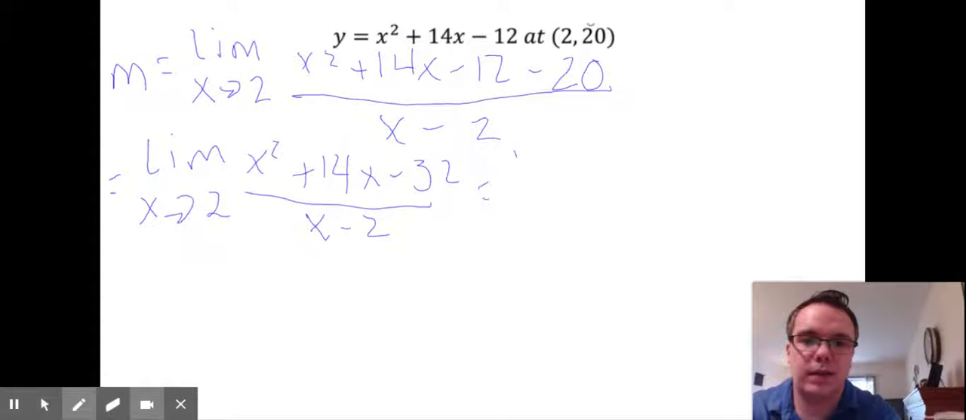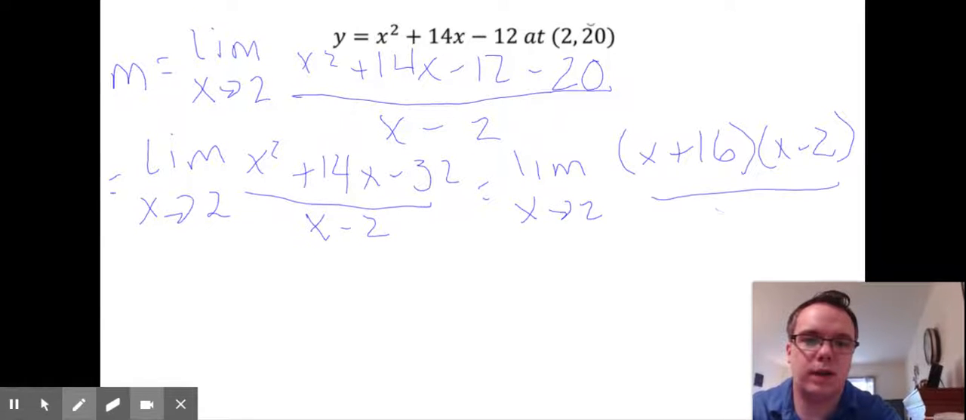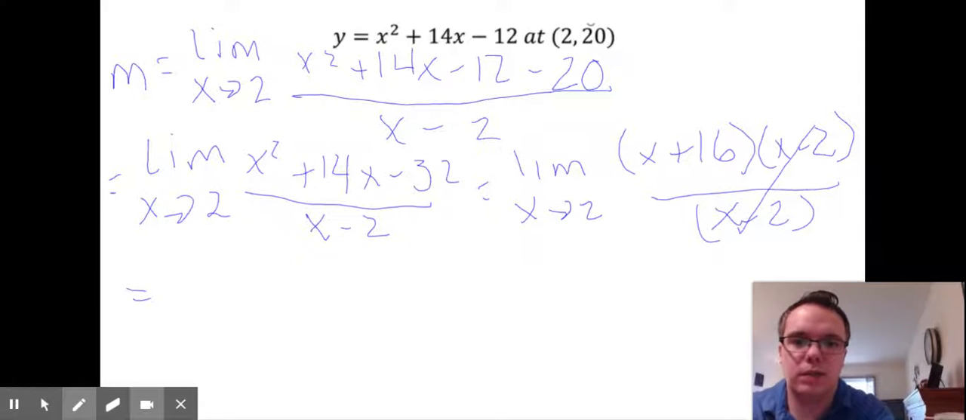And so if we factor that, we get the limit as x goes to 2 of x plus 16 times x minus 2 over x minus 2. So our x minus 2's cancel out. And so we just have to plug our number that we're taking our limit to and plug it in for x. So we're going to get 2 plus 16. So our slope is 18.